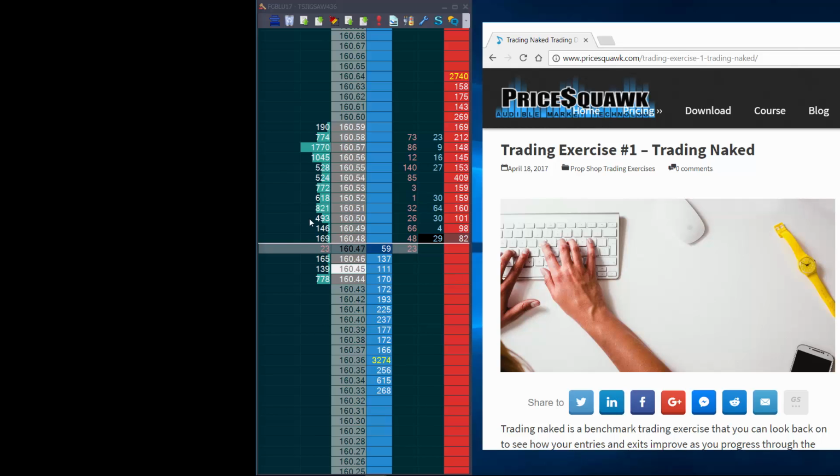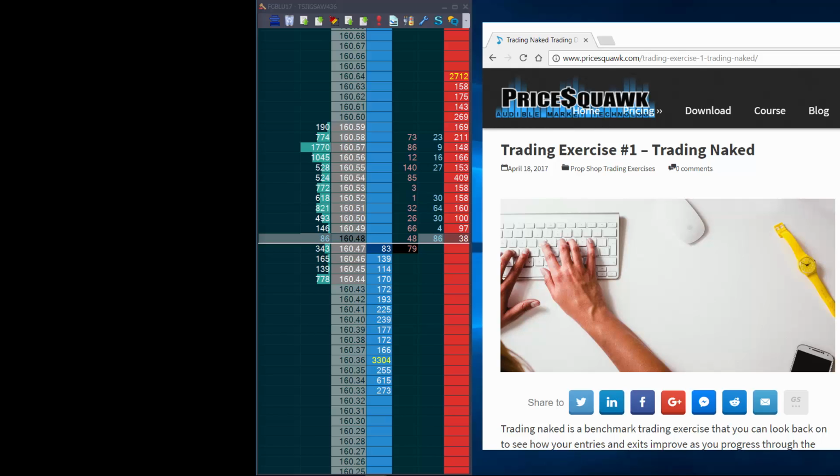So trading naked means we are taking away our charts and any other indicators or visual input you have and just bringing up a trading DOM. For those that don't know what that is, that's a depth of market display, or also called a ladder. Some people call it the order book.